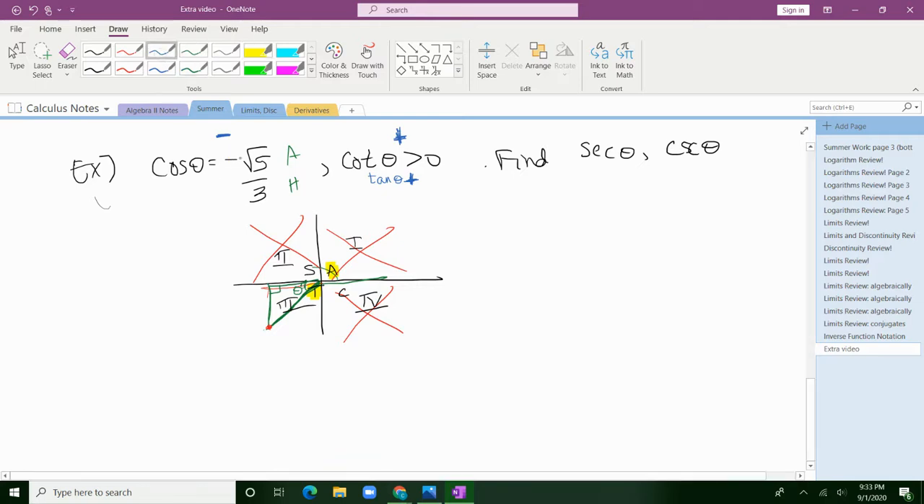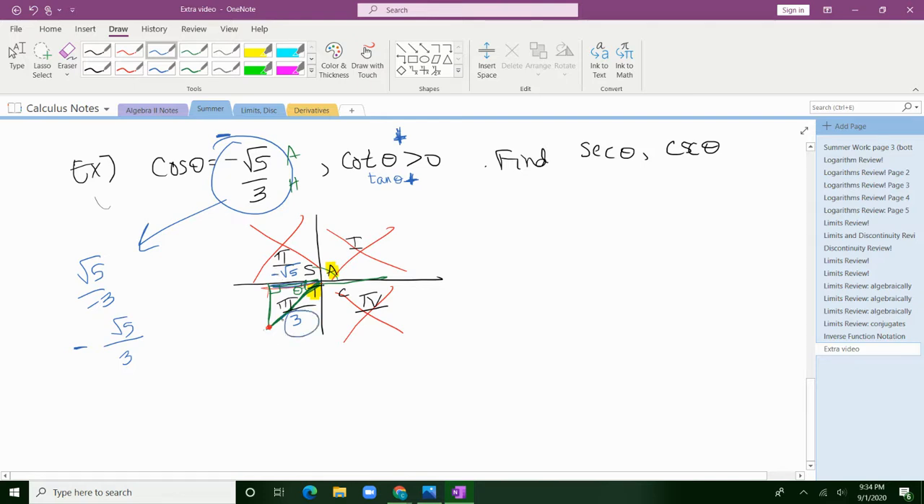Because technically, negative root 5 over 3 is the same as root 5 over negative 3, which is the same as an overall negative root 5 over 3. So you have to be really careful that you put the negative in the right spot. Let's just do adjacent over hypotenuse and see which one's definitely negative. In order to go left, that has to be a negative x value.